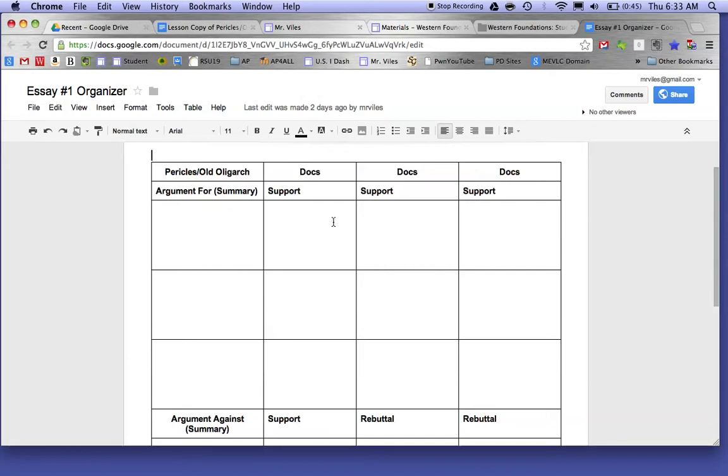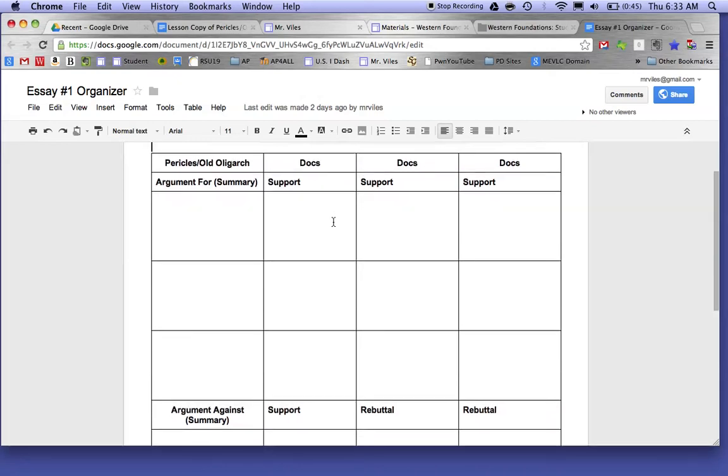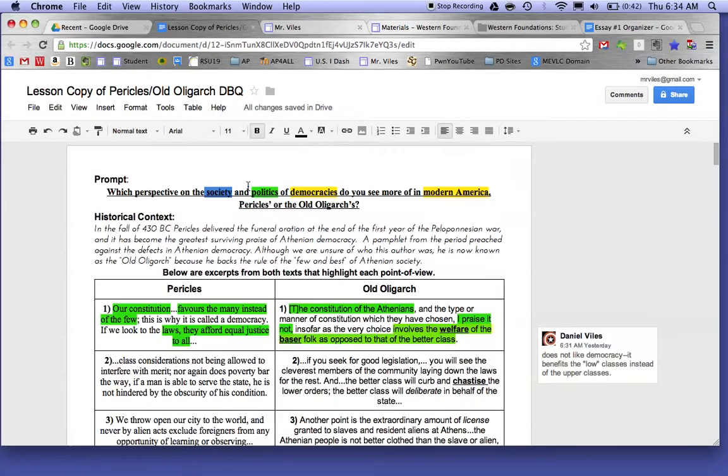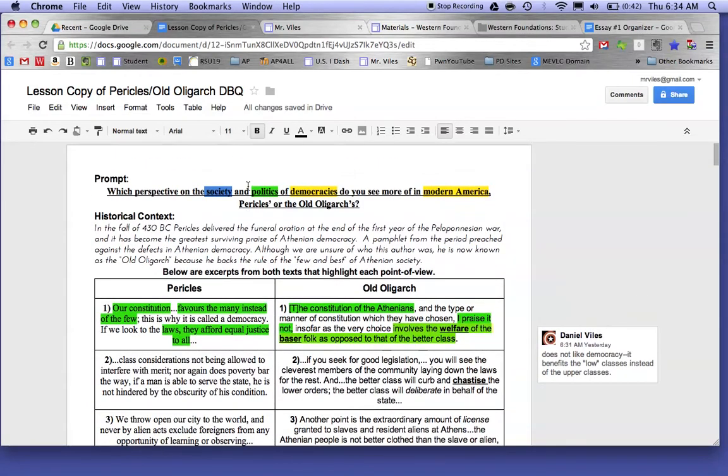And this is the thinking that we have to do to organize this essay. You'll see this organizer. It's laid out. It says Pericles and Old Oligarch, arguments for, and you're putting a little summary down in these blocks, and support, and they go across 1, 2, 3. Well, what you're going to want to do is look back at what you highlighted and think to yourself, first off, who do you agree with? I mean, you're writing a paper here. It's asking a question: which perspective do you see more of?